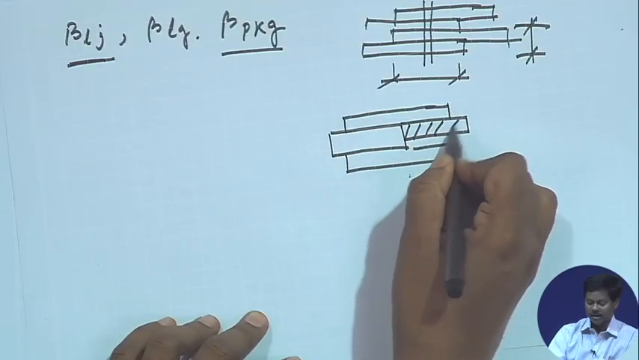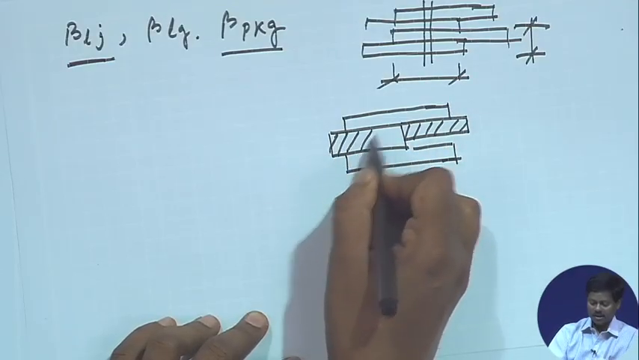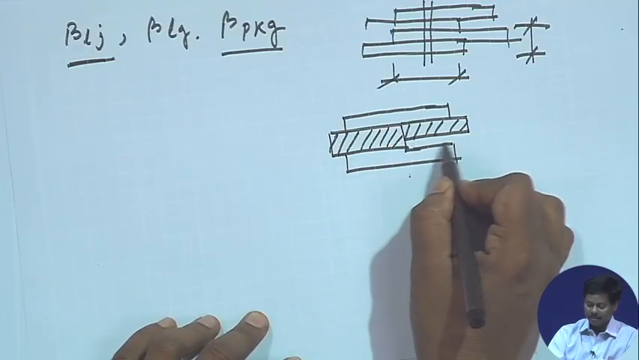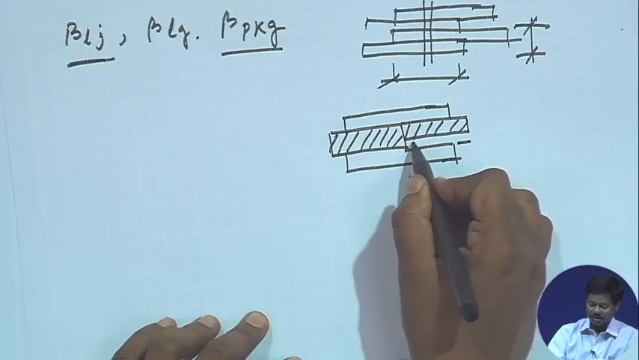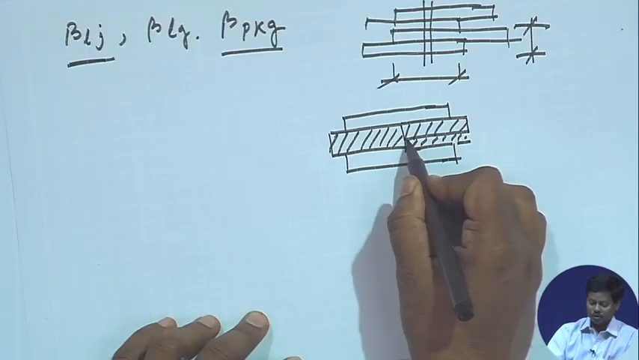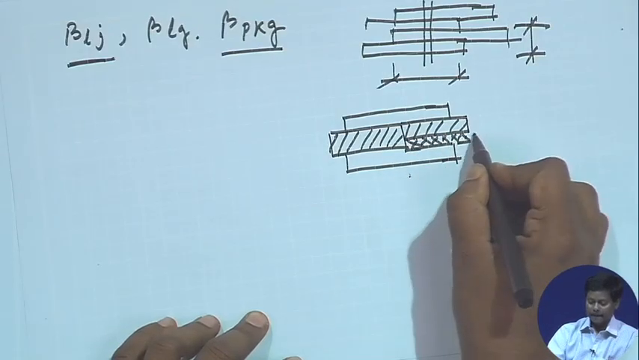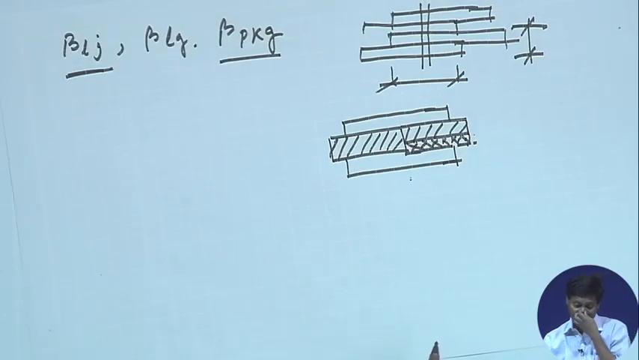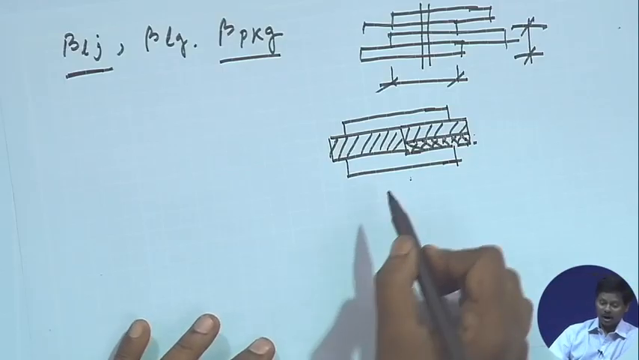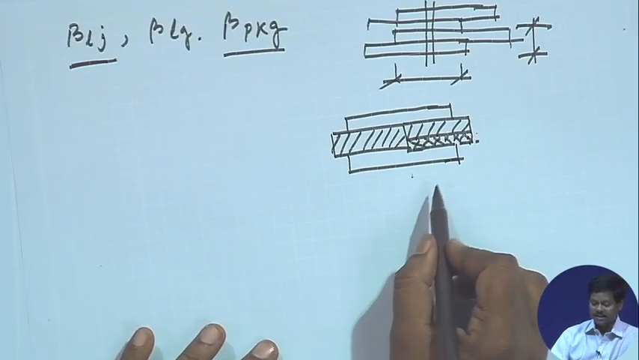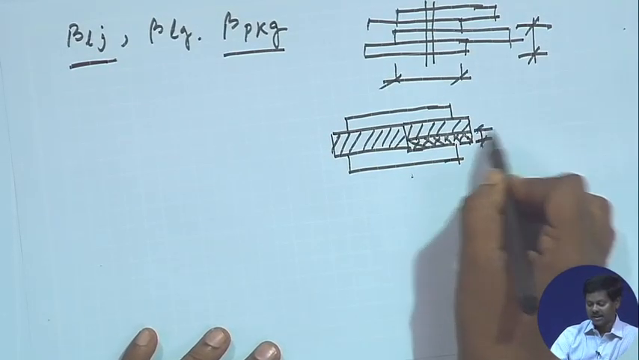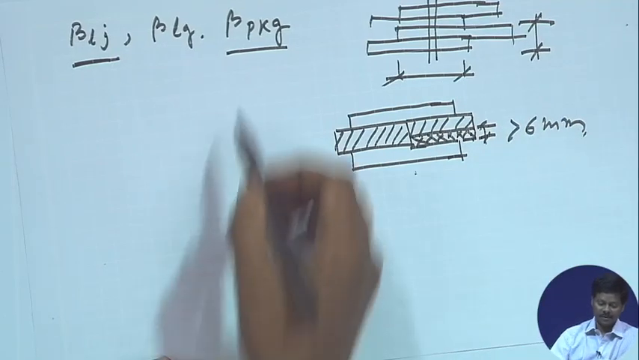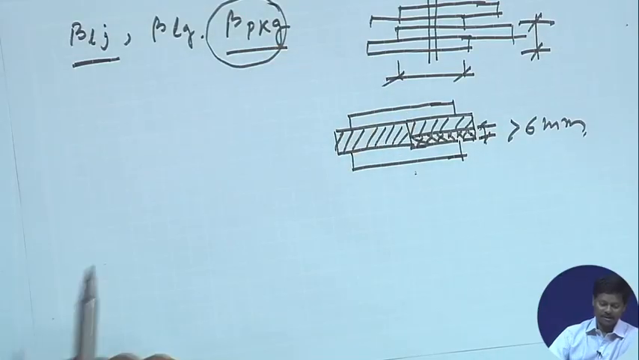This is one plate and this is another plate. So, to reduce the gap, we may have to provide packing plates. This is called packing plates. When we consider these packing plates, we use a reduction factor for packing plates. However, if this packing plate is thicker than 6 mm, then we have to multiply a reduction factor of beta Pkg.